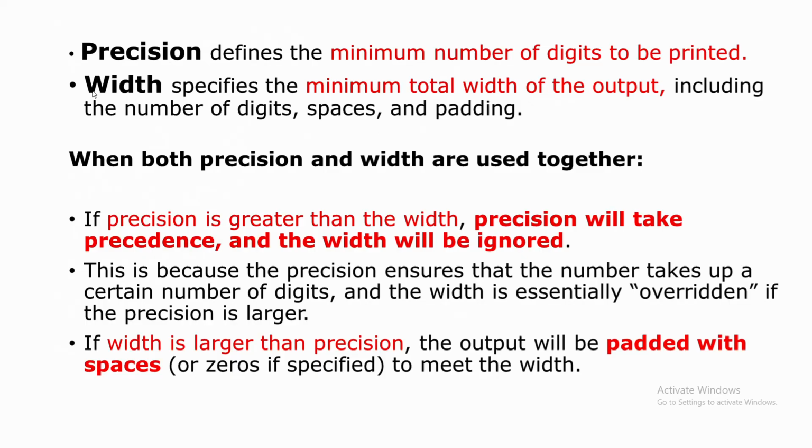Imagine writing an exam. The answer sheet provides 10 lines. This is like width. But the teacher asks you to write at least 5 points. Those 5 points are like precision. One controls the available space, the other controls the required content.